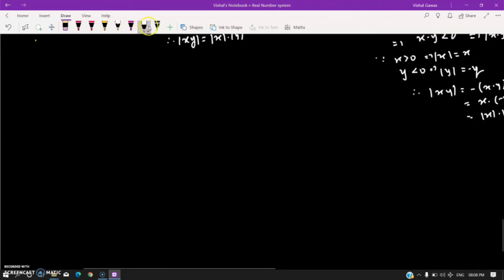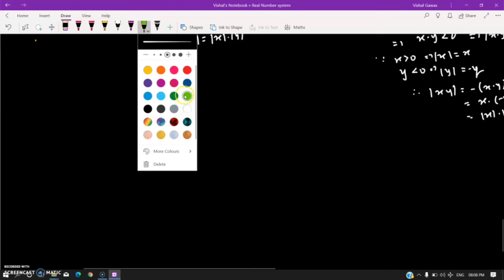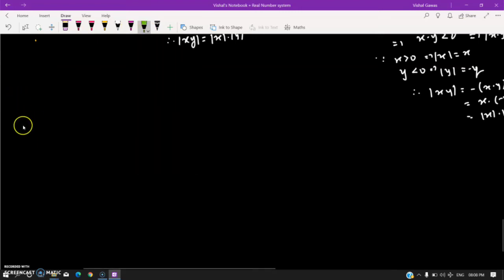Let's look at the second property. These are small ones, easy. Mod x square is nothing but x square for every x in R, right? Proof.